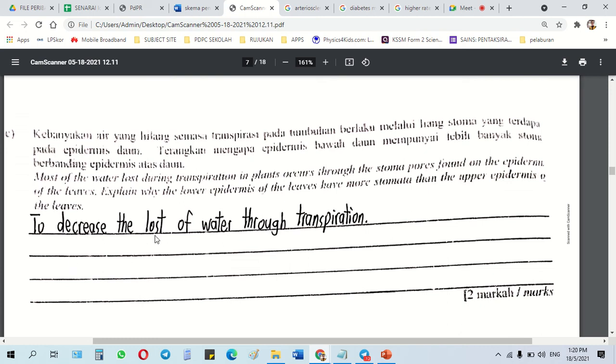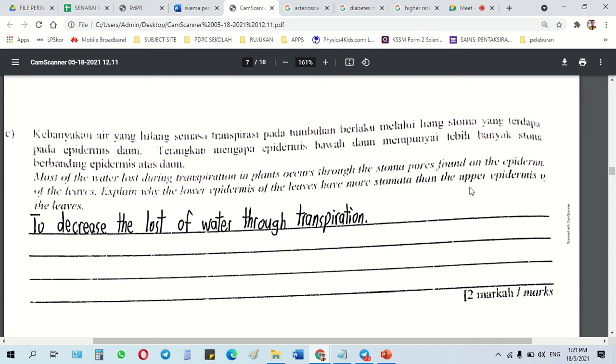Sebab bahagian bawah tu tadi kita bagi tahu what is function of stomata tu tadi. Number one for the photosynthesis, and then second for transpiration. Okay. So kalau stomata tu tadi lagi banyak dibuka, lagi banyak water loss. Tapi dia buat dekat bawah. Okay. So to decrease the loss of water to transpiration, 1 mark. Okay, second mark because of what?